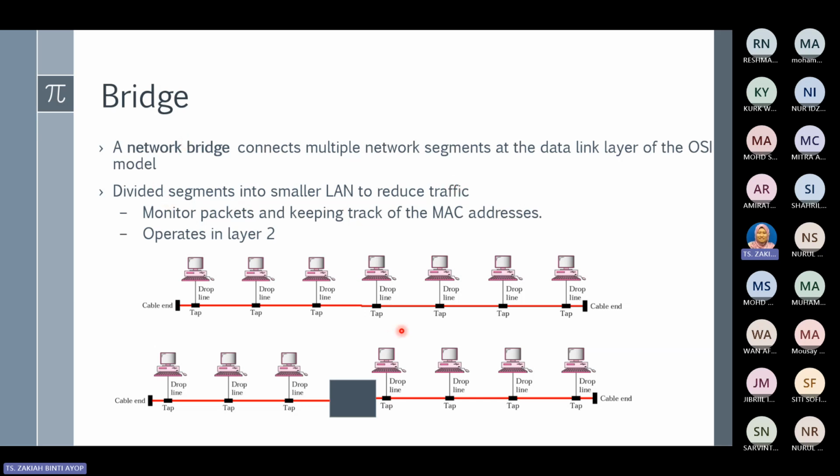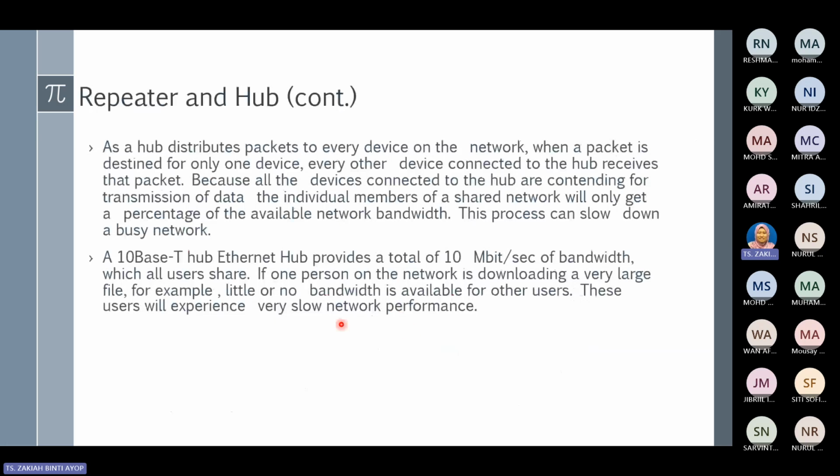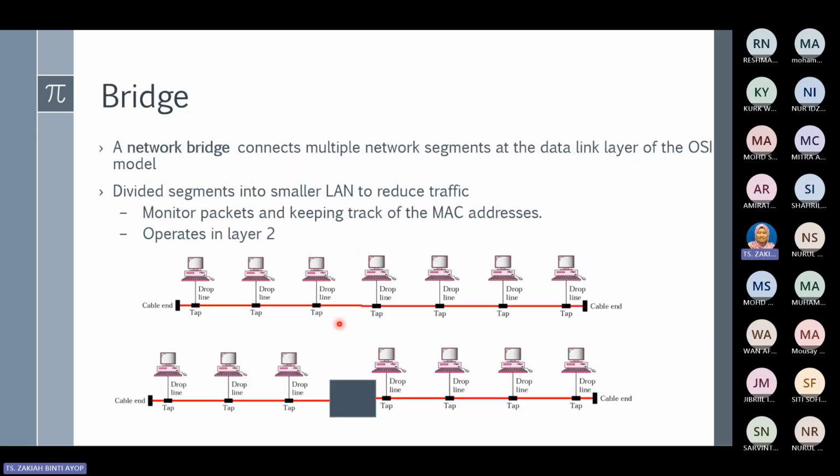To ensure there is no slowdown or reduction of the network bandwidth, they came out with the network bridge. Because we are using a long backbone cable here, they use a bridge to divide it into small segments.